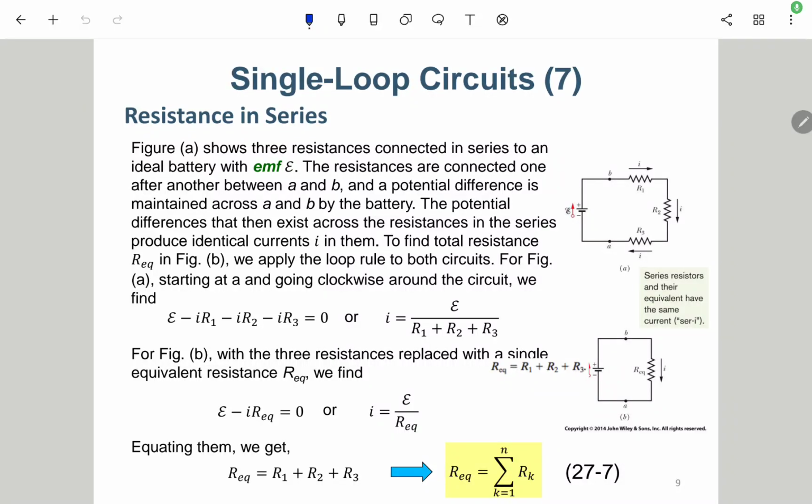Here we still talk about the single loop circuit. Actually, it talks about the resistance in series, or series resistance. Before, we have already talked about series capacitors and parallel capacitors. So here we talk about the series resistance.